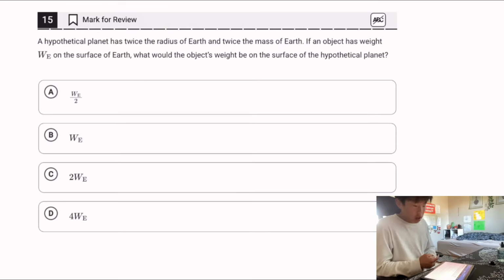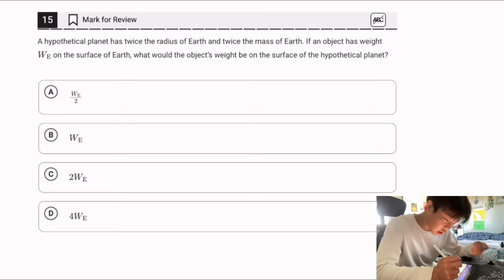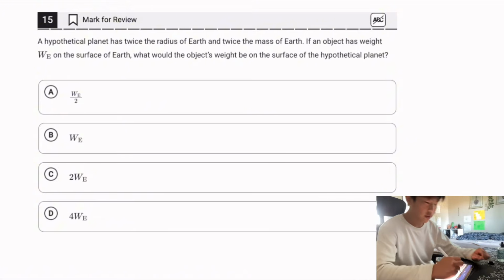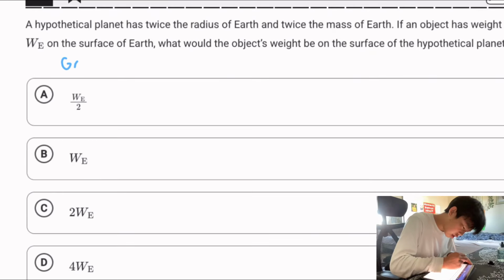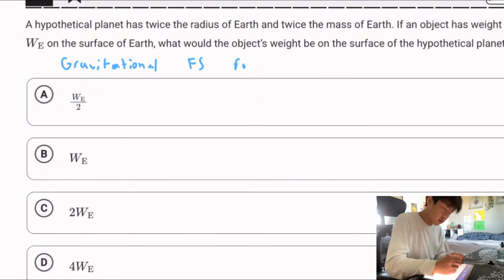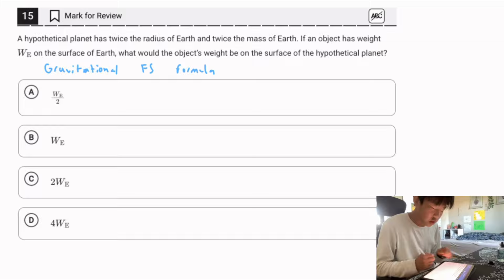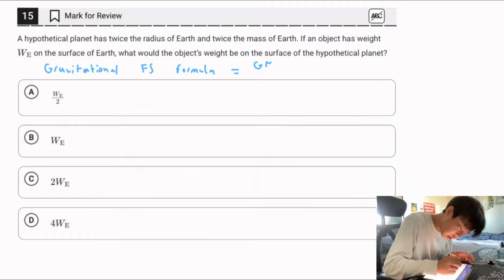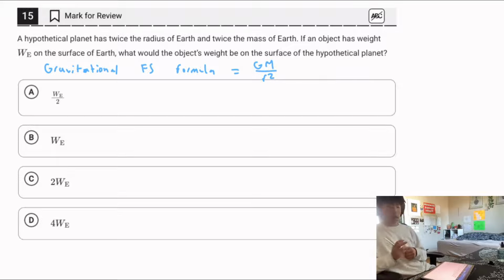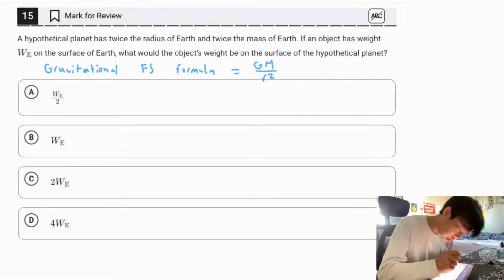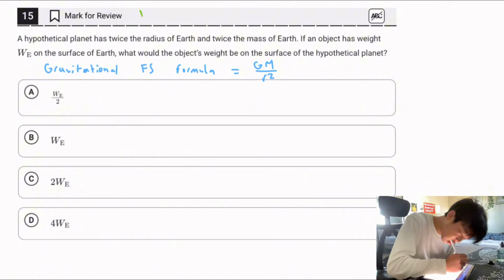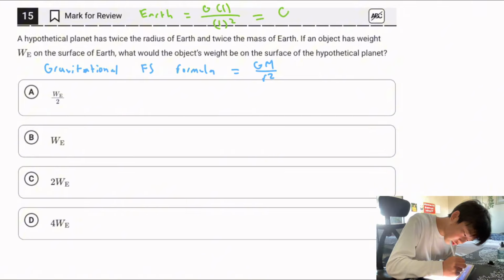All right, for this next question, it's asking for the object's weight on a hypothetical planet. So anytime it mentions weight, you need to know the gravitational field strength formula. This just says how much gravity a certain planet has, and it's going to be equal to GM over r squared. So let's just say Earth has a mass of 1 and a radius of 1. So Earth is going to equal G times 1 over 1 squared, so it's just going to be equal to g.